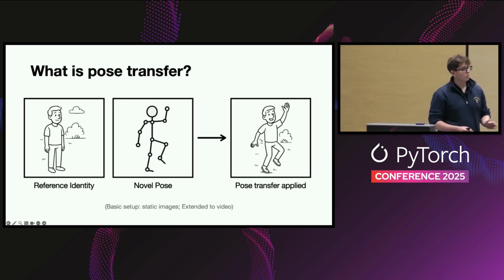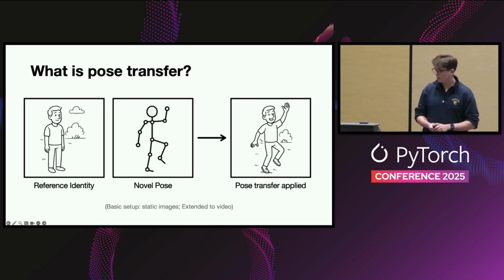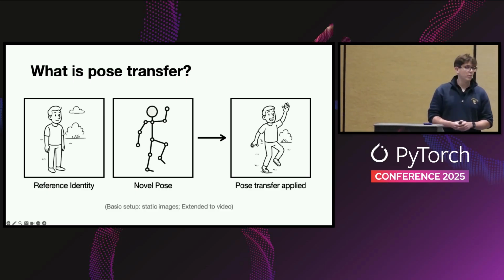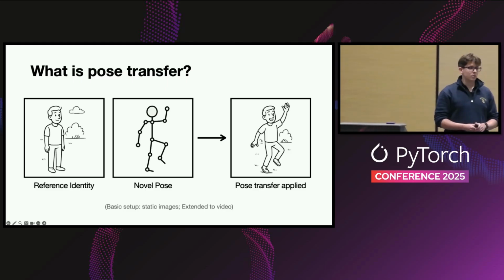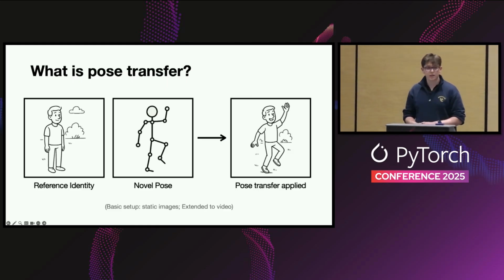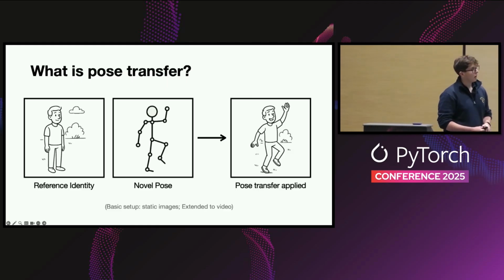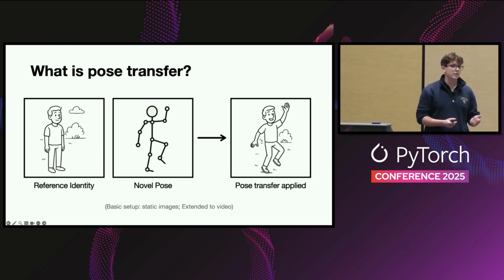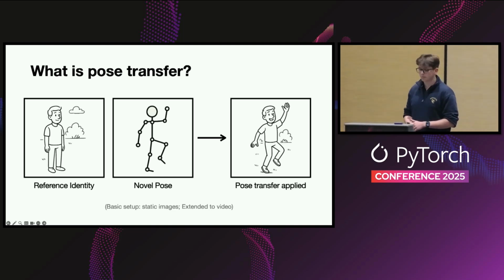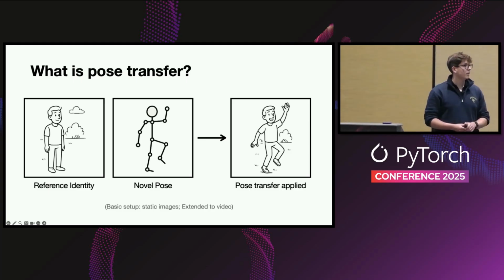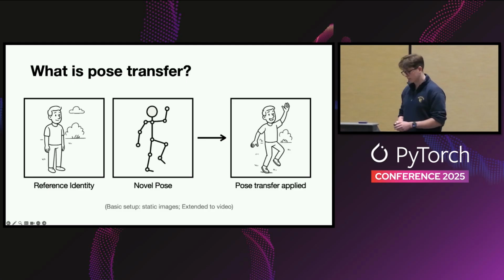Just so all of us are on the same page, we can ask ourselves, what is pose transfer? Pose transfer is when you have a reference identity, which can be a picture of a human or a video of some human. Today it can be generated by a diffusion model. And then you have some novel pose, which can be from the dataset, some person performing some action. And then we can reenact the identity on the image, or in our case, video.